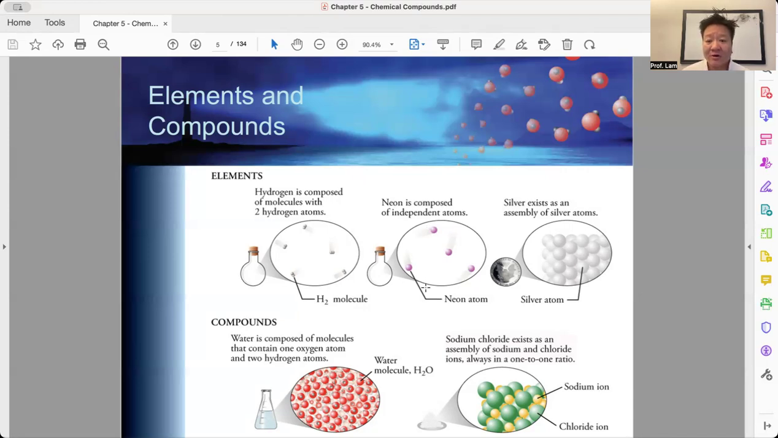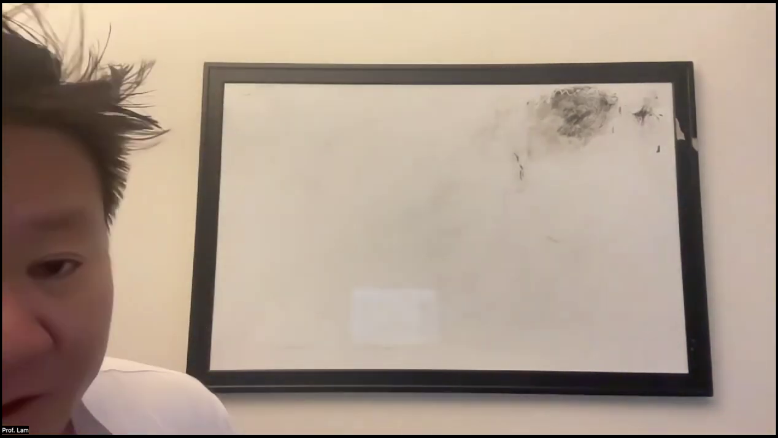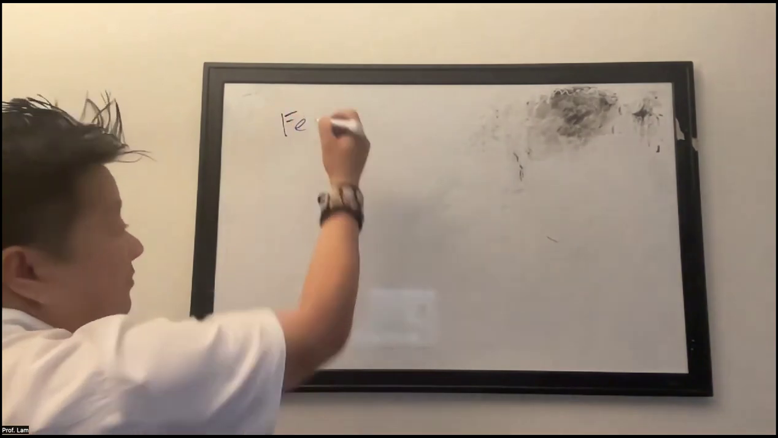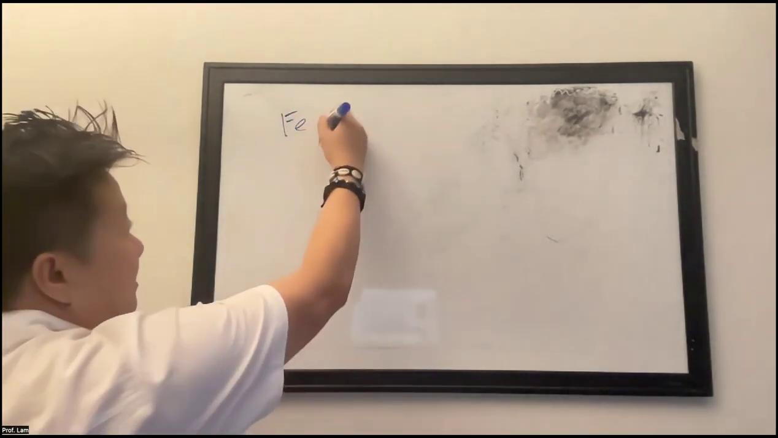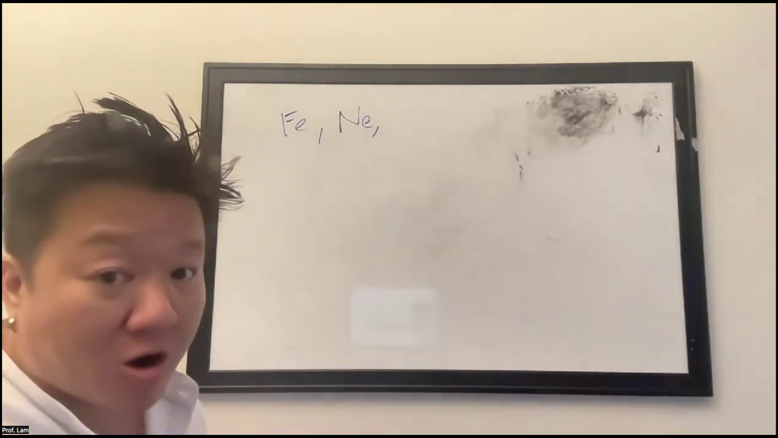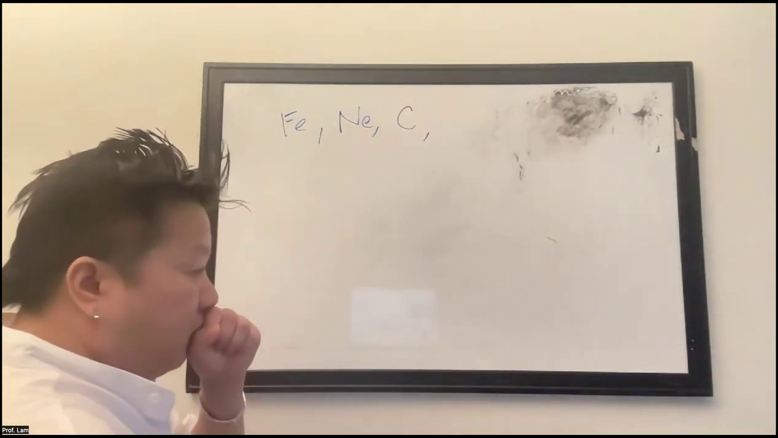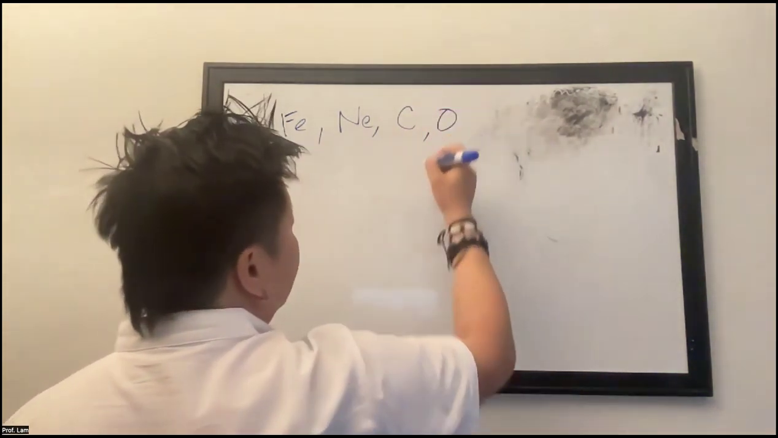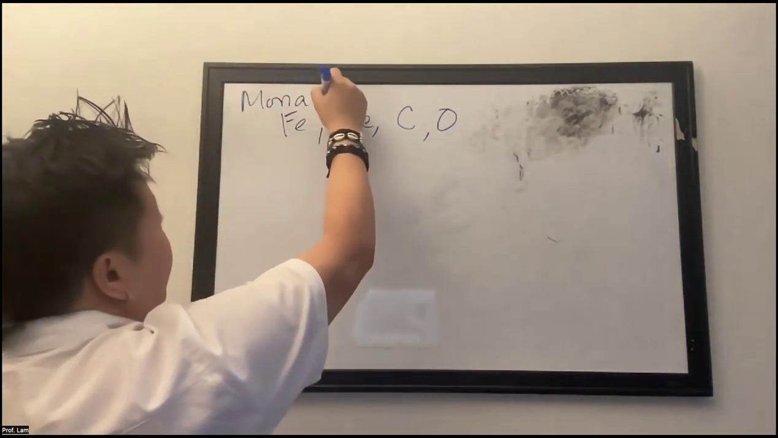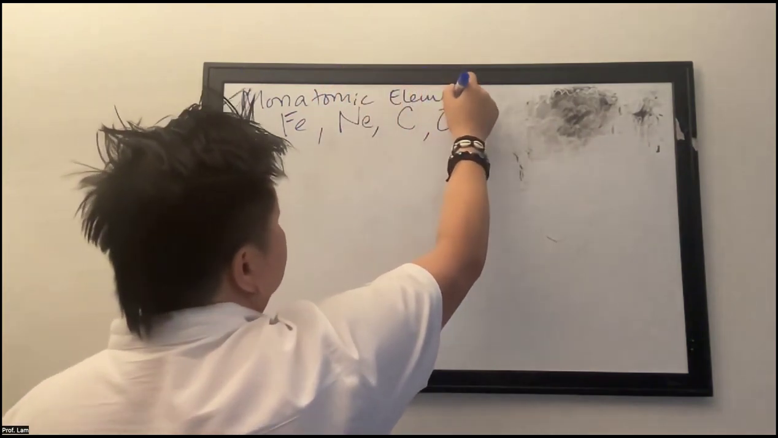Okay. Now, there are other elements on the periodic table that are diatomic. And let me just quickly go to the board to show you guys what those are. And you should know this. You should know the difference between diatomic and monatomic. Almost all of the elements on the periodic table are monatomic. So, when I say iron, you can just write Fe. When I say neon, then you can just write Ne. Or carbon is just C. If I say oxygen, you write O. Okay. So all of these are monatomic elements.